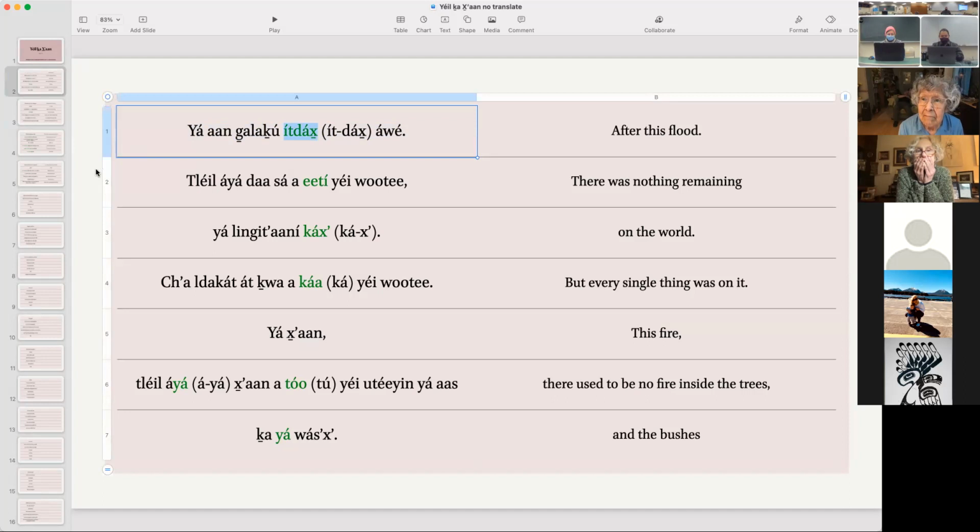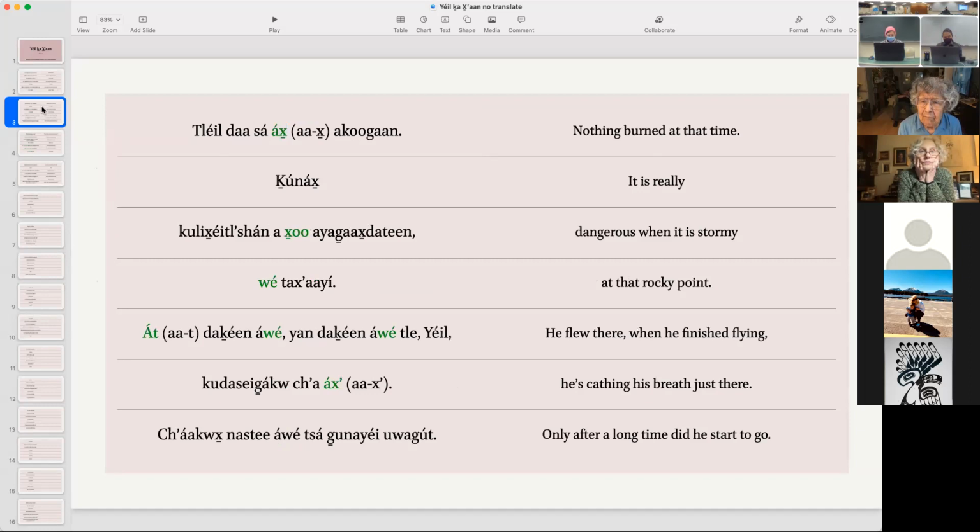Ya'an qasaku itdach away after this flood. Tesheya dasa'a iti wuti yisingit anikok. There was nothing remaining on the world. Chastakatat kwa akaye wuti. But every single thing was on it. Yachan, kesh ayachan atuye utiyin ya'as kayawask. This fire, there used to be no fire inside the trees and the bushes. Kesh dasa ach akugan. Nothing burned at that time. Kunach kushachet shan achu ayakach datin we takayi. It is really dangerous when it's stormy at that rocky point.